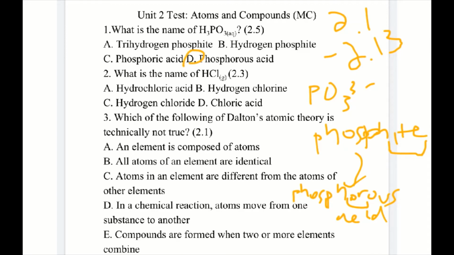Number 2, what is the name of HCl gas? Now this is not an acid since it lacks the aqueous form. Instead, it is a gas form. And if that is so, then it is a covalent compound, and we have to name it like that. So it would not be A or D or B, because for B, the second element ends with an INE instead of an IDE. So our only answer is C.